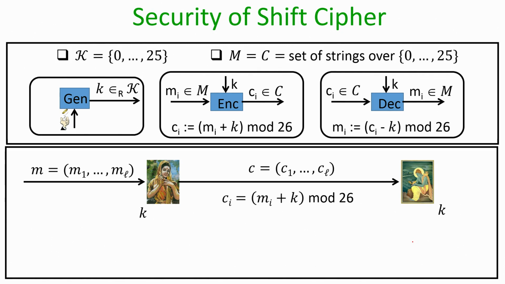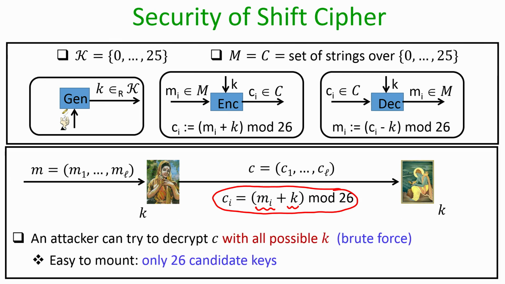The adversary has intercepted the ciphertext, which consists of L ciphertext characters, and it knows that the ith ciphertext character is related to the unknown ith plaintext character by this relationship. So, here m_i as well as k is unknown to the attacker, and the goal of the attacker is to recover back the message. So, the simplest possible attack which the adversary can launch here is what we call the brute force attack.